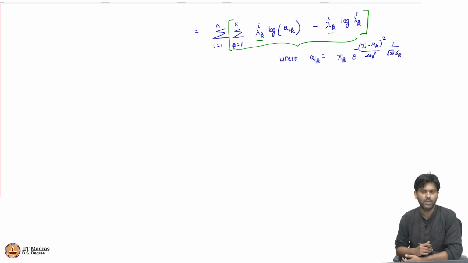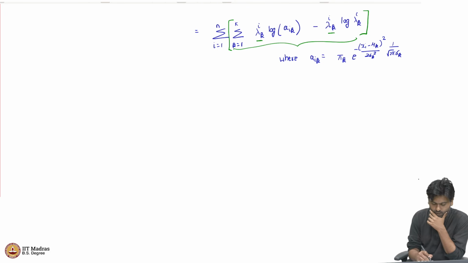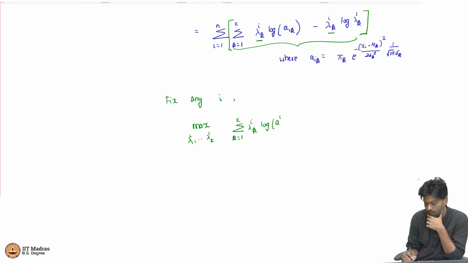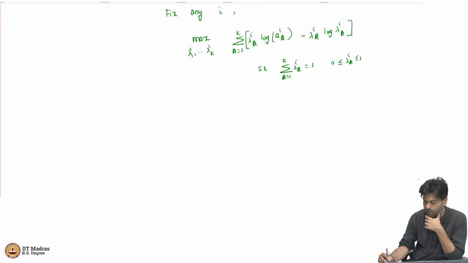So, I can optimize this separately, which means that we can fix any i and then maximize over lambda i1 to lambda ik, sum over k equals 1 to K of lambda ik log of A ik minus lambda ik log of lambda ik. Of course, lambdas can't be arbitrary. We know that the sum over k equals 1 to K of lambda ik is 1 and 0 less than lambda ik less than or equal to 1. It is a constrained optimization problem, nevertheless not a hard one to solve.